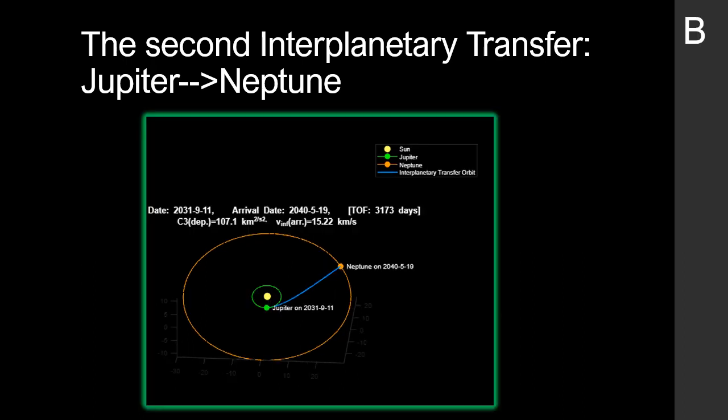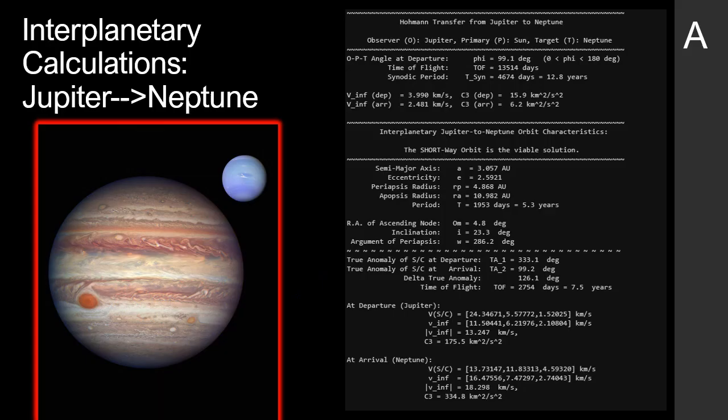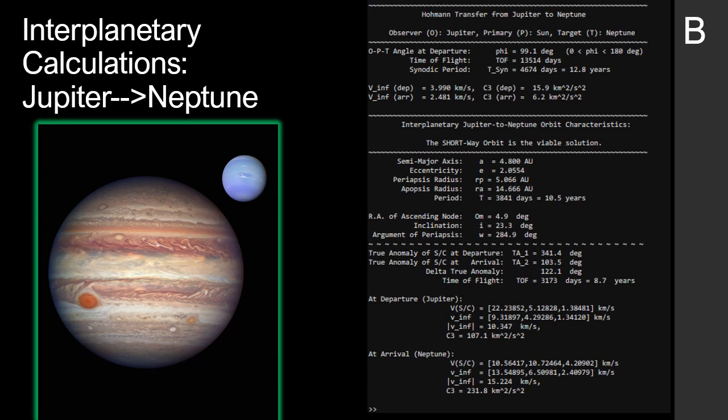And for Arc B, we have a time of flight of about 300 days greater than Arc A, and we have a lower V infinity. For Arc A, in our interplanetary calculations, we calculated that we have a C3 in departure of 175.5 and an arrival of 334.8. And for Arc B, we have a departure C3 of 107.1 and an arrival C3 of 231.8.